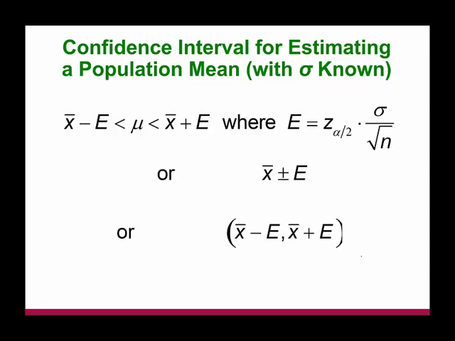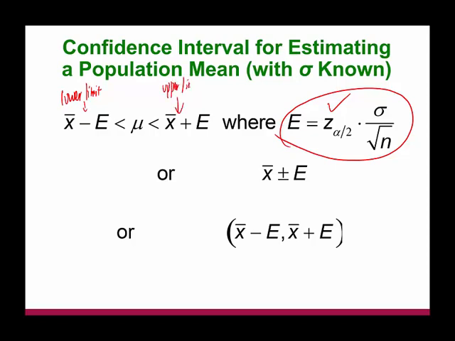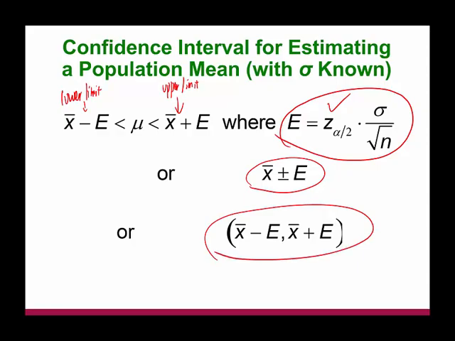First of all, let's find the margin of error using this formula: critical z-score times population standard deviation over the square root of sample size. From there, we get a lower limit and an upper limit. The lower limit is the sample mean minus the margin of error. The upper limit is the sample mean plus the margin of error. The population mean is located within the interval. You can also write it as x bar plus or minus the margin of error, or in interval notation.